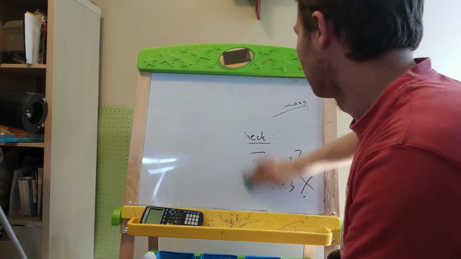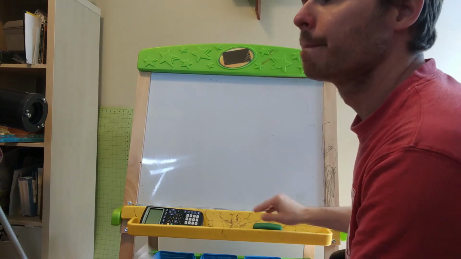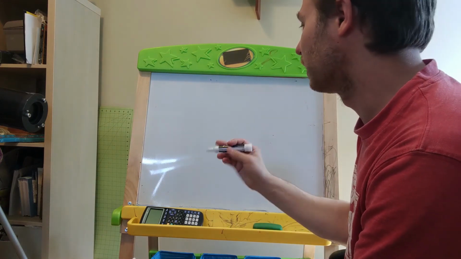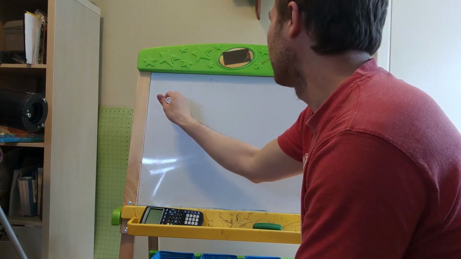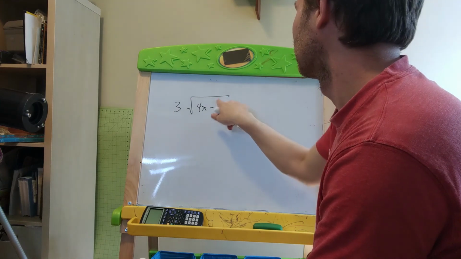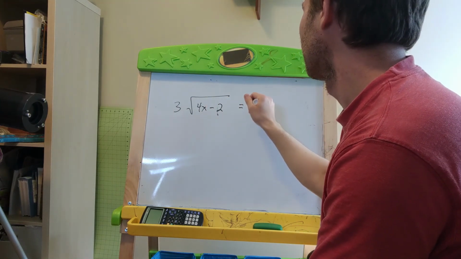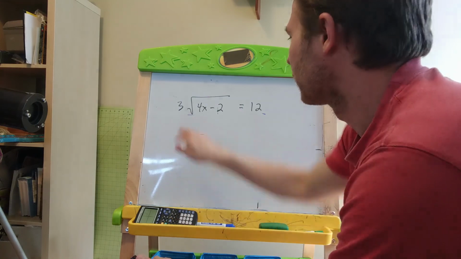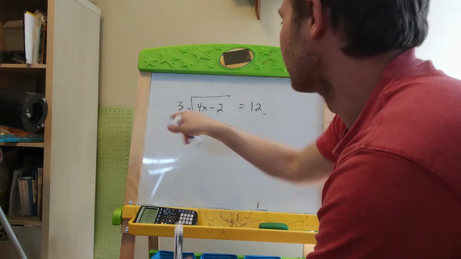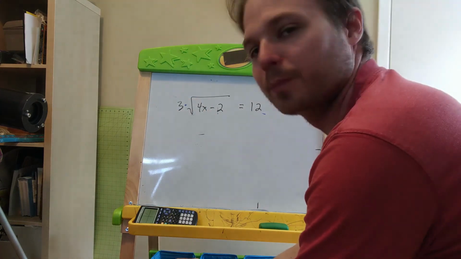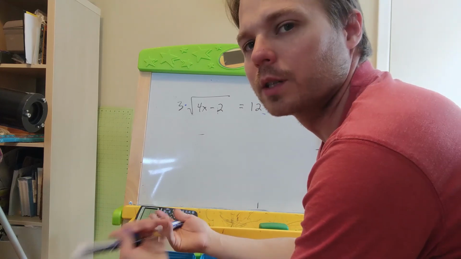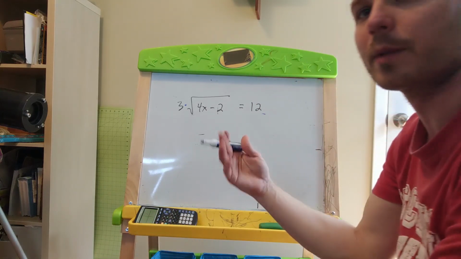Okay, let's try another one here. How about if you have a number in the front, so something like this. Let's try one like this that has a number in the front. What we're going to do is realize that this is 3 times the square root of 4x minus 2, and if we do that, we can actually solve this really easily. There are actually 2 ways to do this. I'll show you what I think is the easiest way first, and then maybe I'll show you the other way as well.